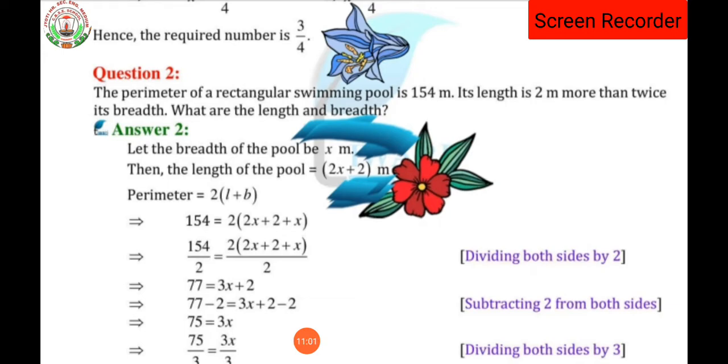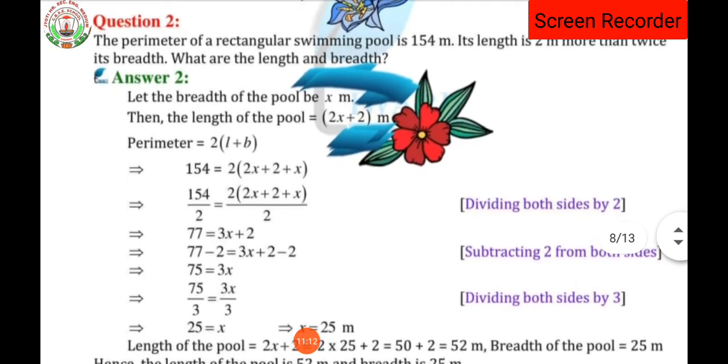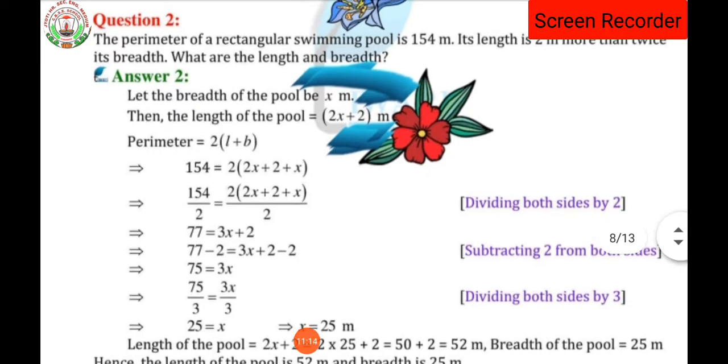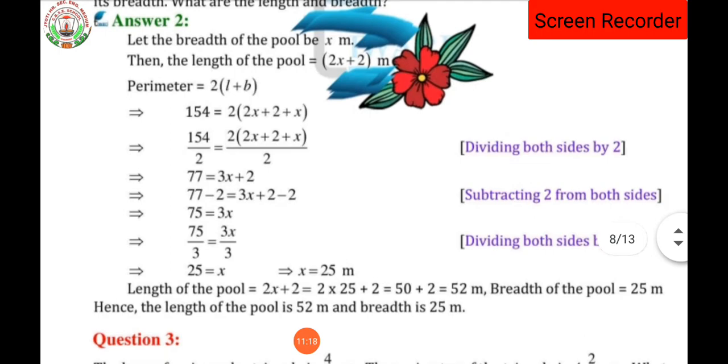Let the breadth of the pool be x meter. Length of the pool according to the question is 2x plus 2 meter. Perimeter is given as 2 into (L plus B), where L value is 2x plus 2, B value is x. Okay, the solutions I had explained you already. So in this way you have to solve and see.